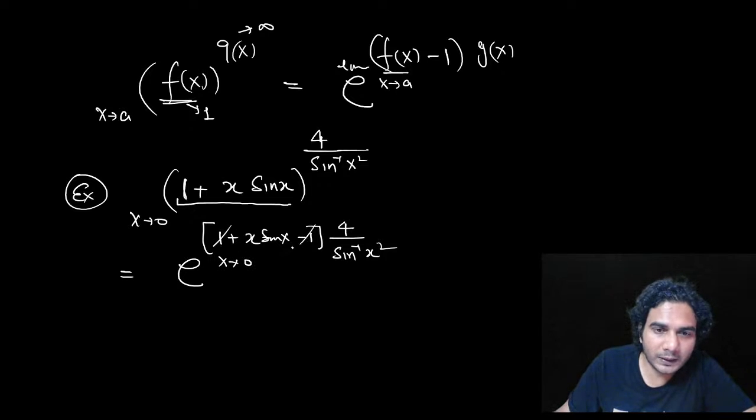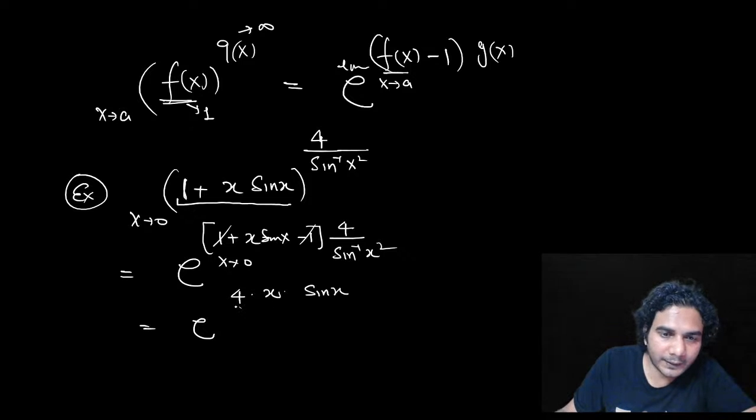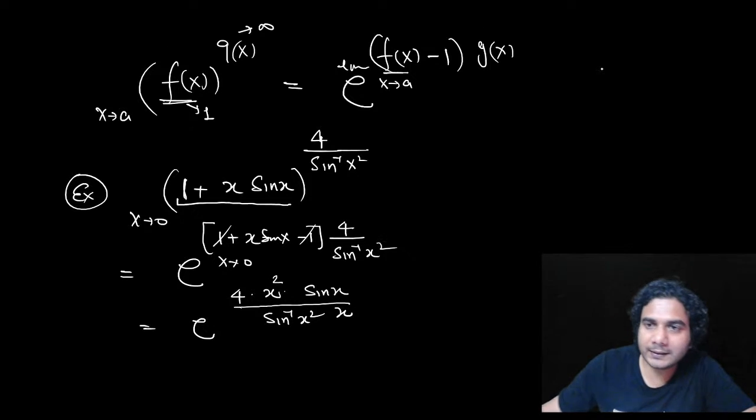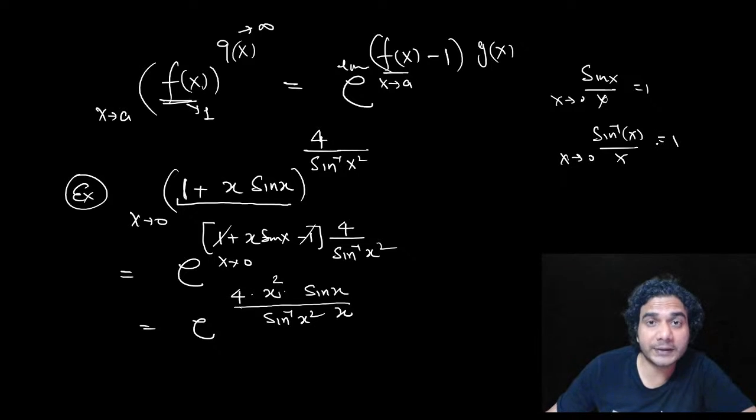Now this 1 and 1 will get cancelled. So this is going to be e raised to 4 times x sine x, divided by sine inverse of x square. Now if you multiply and divide by x, then sine x upon x is 1 when x approaches 0. And sine inverse of x upon x is also 1 when x is approaching 0. This is also a standard form. I covered this.